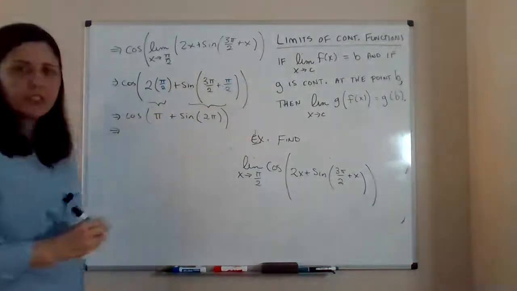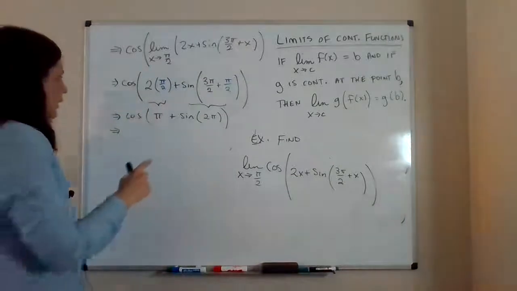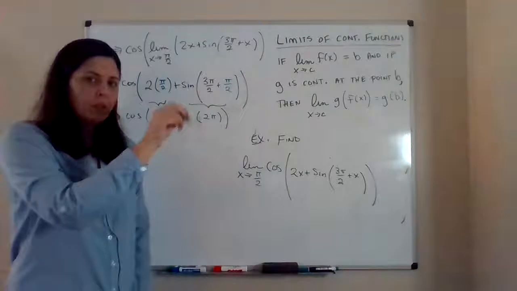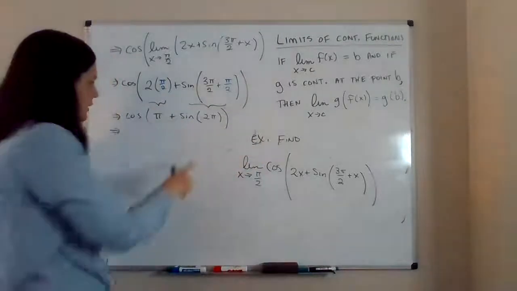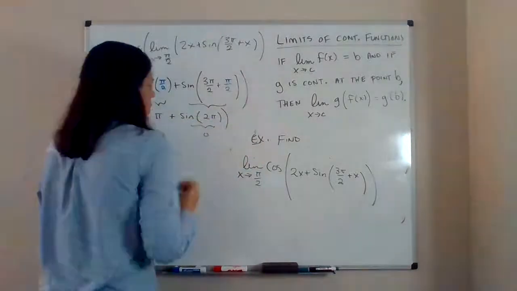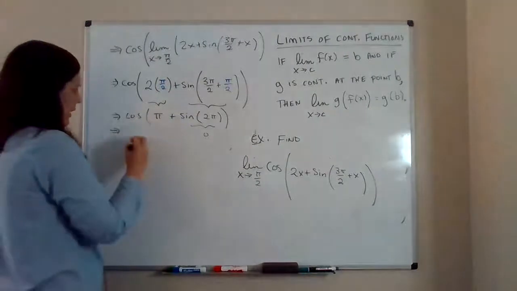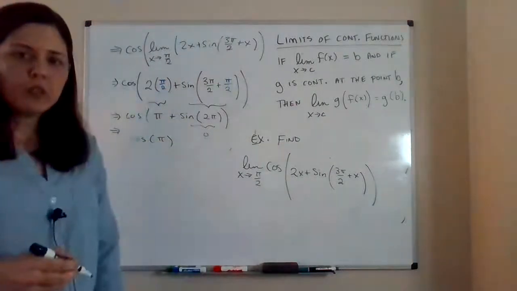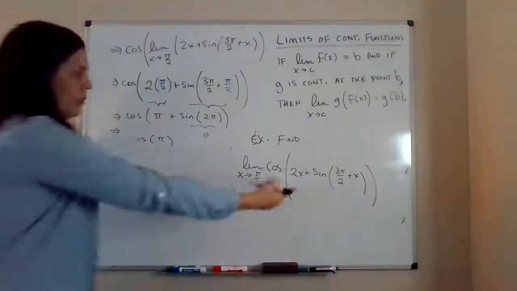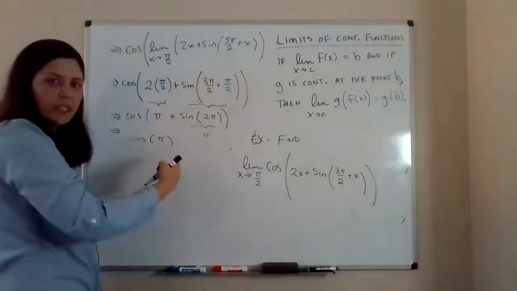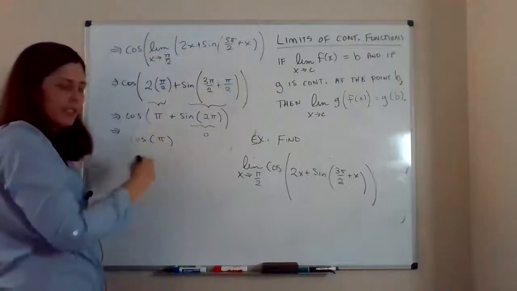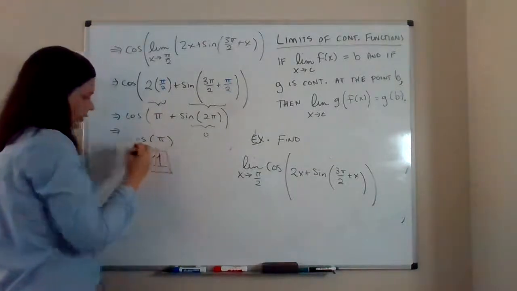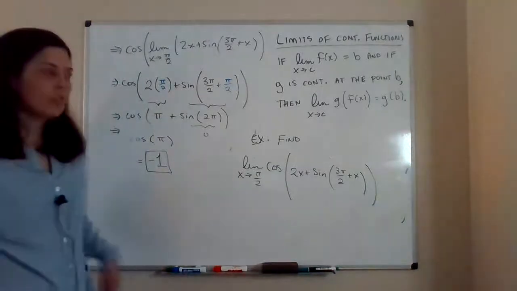All right, I'm bringing you back to your trig for a minute. Sine of 2 pi, think of your unit circle. You're back here at the x-axis. This is 0. All right, so this is cosine of pi. Again, unit circle, cosine of pi. You're circling around to negative 180 or to 180. The answer is negative 1. All right, so this limit, all of that, gave us negative 1.